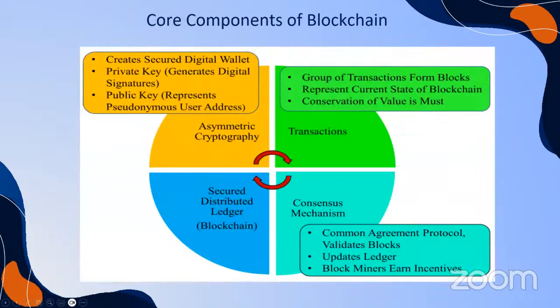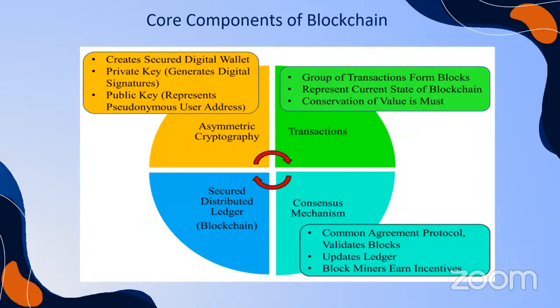The core components of the blockchain are asymmetric cryptography, transactions, consensus and the distributed ledger. First we create a secure digital wallet: the private key generates digital signatures, and the public key represents the anonymity of the user's address. Then a group of transactions forms a block and represents the current state of the blockchain, and the conversion of value must be based on transactions. Then, once the block is full, we apply the consensus algorithm, a common agreement protocol, to validate the block in the blockchain.